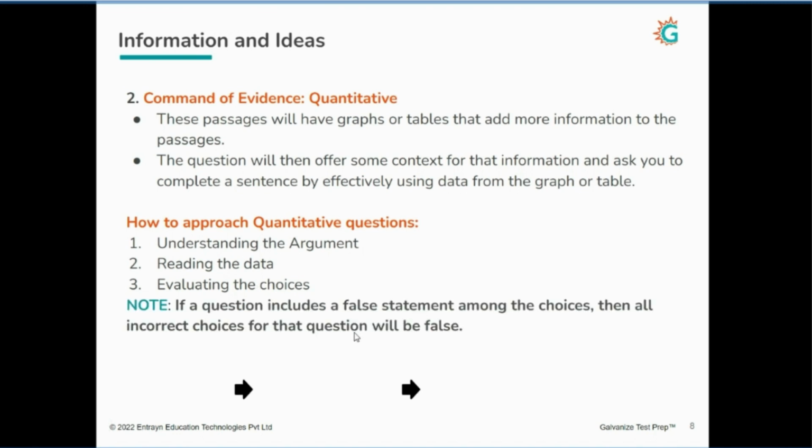Okay, so if there is a false statement among the choices, then probably it would imply that the other choices, except the one that is correct, would be false too. So make sure you check whether the data is correct according to the graph. What you can do is read the paragraph, understand the argument, skim the graph, and then look through it again and validate the choices.